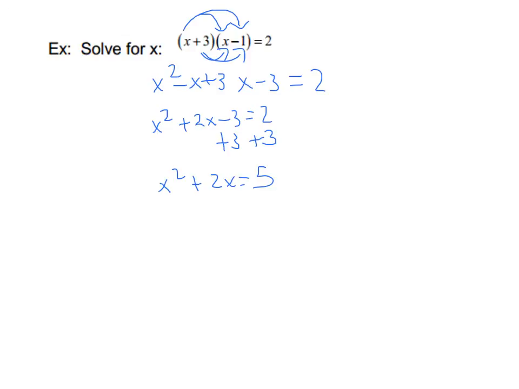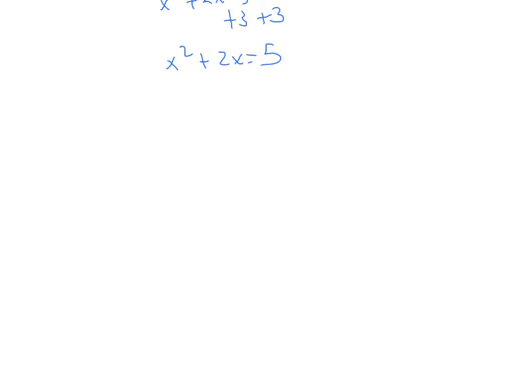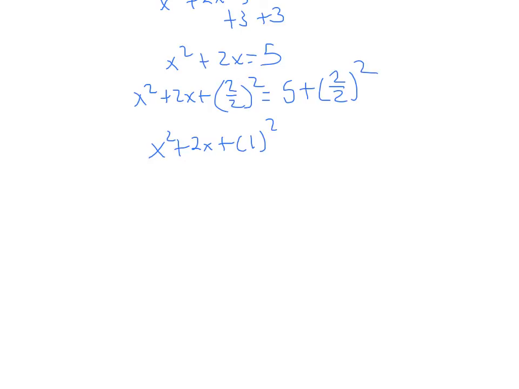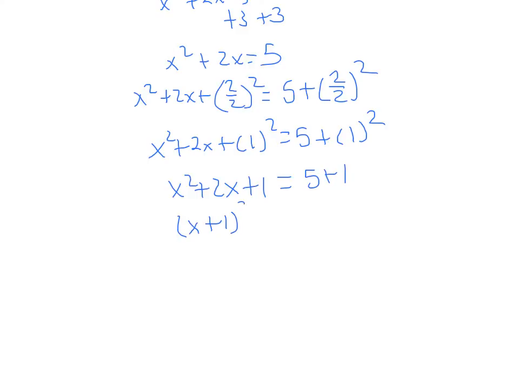Now it's complete the square. So now we start x squared plus 2x plus 2 divided by 2 squared equals 5 plus 2 divided by 2 squared. So you get x squared plus 2x plus 1 squared equals 5 plus 1 squared. So x squared plus 2x plus 1 equals 5 plus 1. So this would be the quantity x plus 1 squared equals 6. Square root. x plus 1 equals plus or minus square root of 6. So x equals negative 1 plus or minus square root of 6.